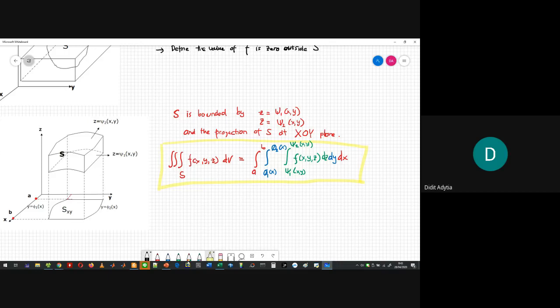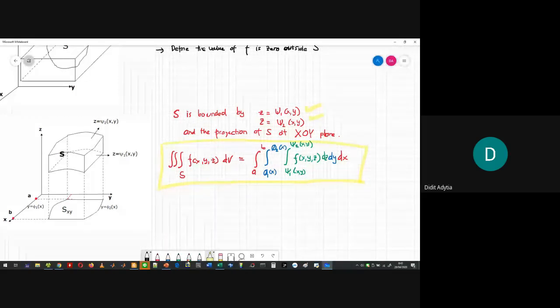Kenapa dimulai dari z? Karena z itu fungsinya terbatas dari fungsi yang bergantung x dan y. Oke, x dan y, ini di-solve duluan. Nah, kemudian kita terhadap x atau terhadap y. Tentu saja terhadap y dikarenakan y-nya terbatas oleh fungsi ini. Yang ini ya, ini y-nya. Y terbatas oleh fungsi ini.